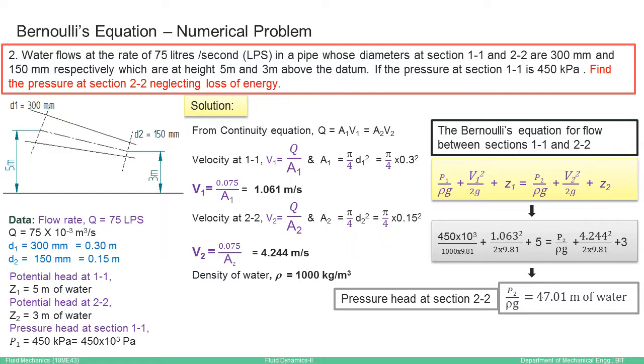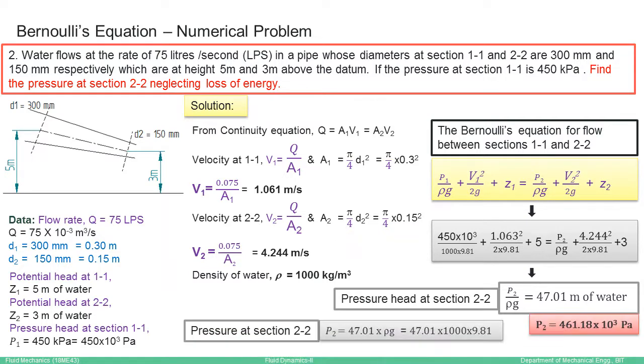And now in order to get P2, we have rho as the density of water, 1000 kg per meter cube, and g is 9.81. From that we can get P2 is equal to 461.18 into 10 power 3 pascals, or 461 kilopascals.